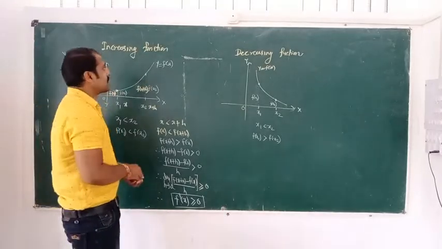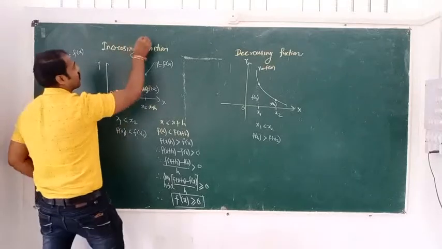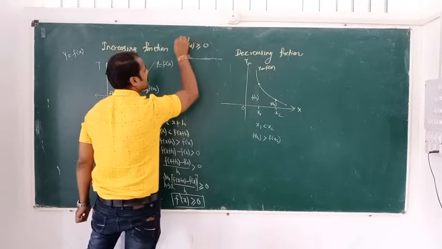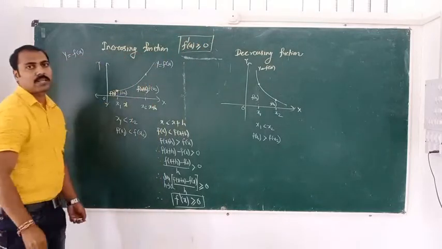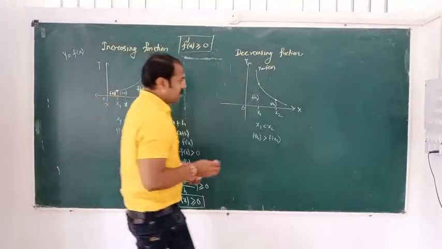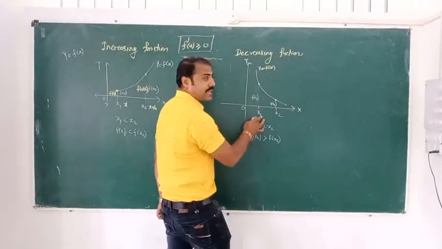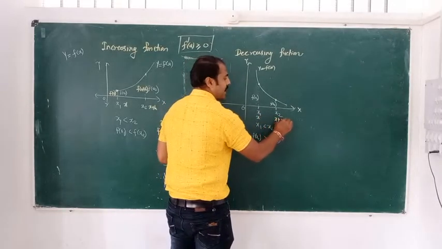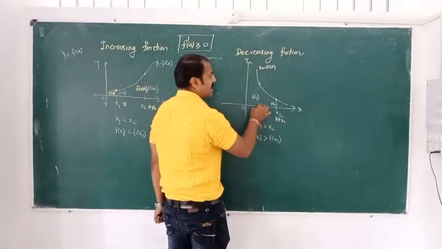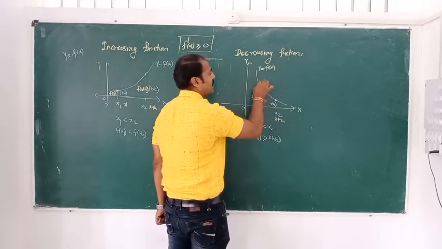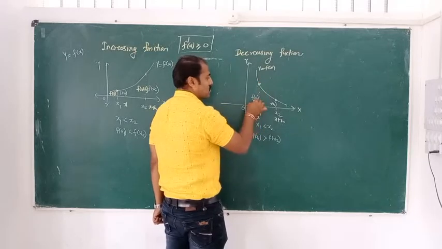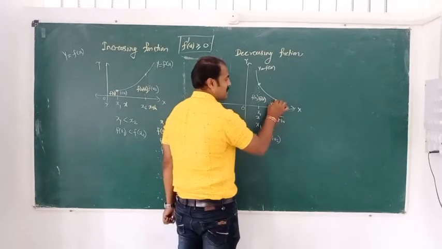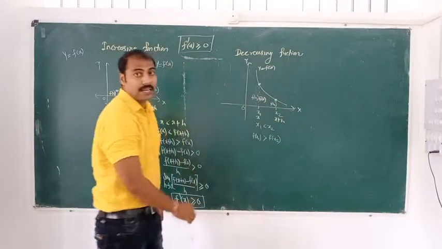f dash of x is greater than or equal to 0. For an increasing function, you only need to remember that the derivative f dash of x must be positive, greater than or equal to 0. Similarly, for a decreasing function, I can denote x1 by x and x2 by x plus h. Since x lies on the curve, that point must be x, f of x. So y is f of x, and x plus h also lies on that curve.